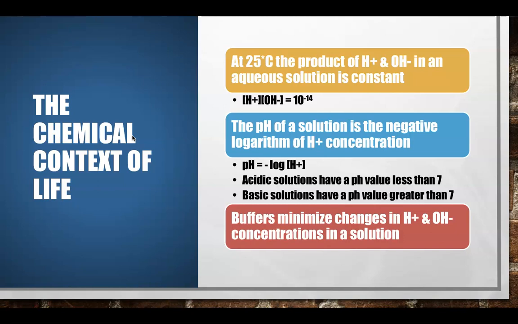7 is considered neutral. Now, a buffer is a substance that will minimize the changes in the hydroxide ion and the hydrogen ion concentration in solutions. So what a buffer does is it either accepts hydrogen ions, or accepts protons, or donates them. If the pH of the solution becomes too low, it will accept hydrogen ions to increase the pH. If the pH becomes too high, it will donate hydrogen ions to decrease the pH. Low pH, acid. High pH, basic.